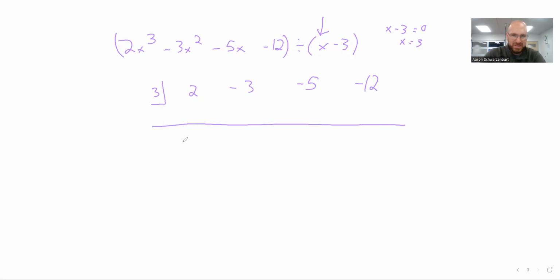I start by just bringing this first number down. Then I take 2 and I multiply it by 3 and I get 6. Negative 3 plus 6 is 3. 3 times 3 is 9. Negative 5 plus 9 is 4. 3 times 4 is 12. This box here at the end is the remainder. This is 4, this is 3x and 2x squared.